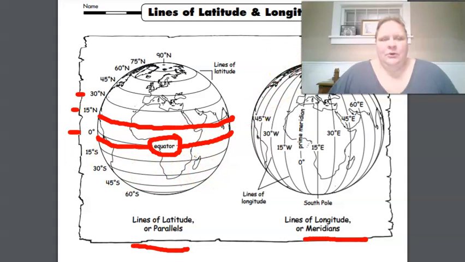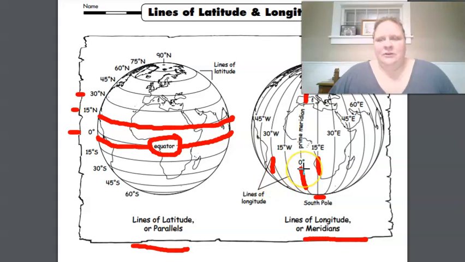Lines that run from the North Pole to the South Pole are called lines of longitude or meridians. The prime meridian runs through Africa, and that is 0 degrees longitude. The other lines of longitude measure distance east or west of the prime meridian. So here's east and this is west. The United States is on the west side. The lines of longitude on this picture are also labeled every 15 degrees. Not all the lines of longitude are shown.